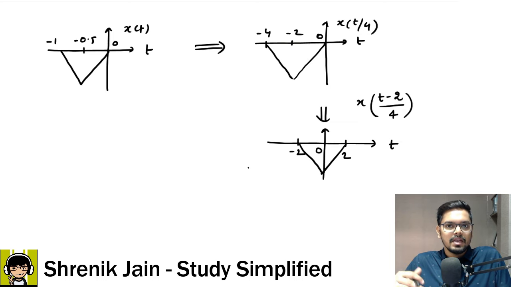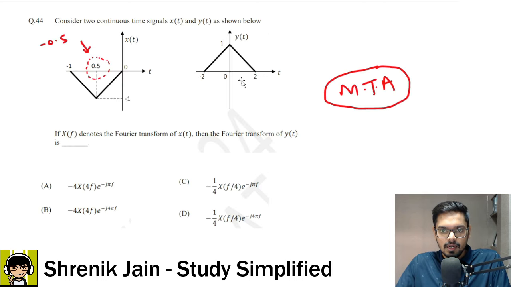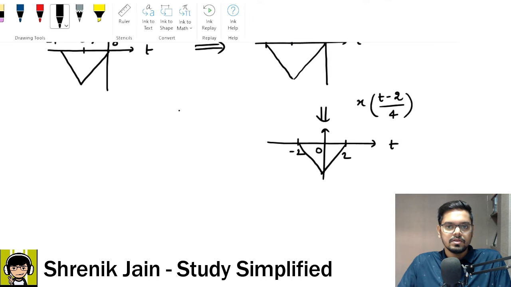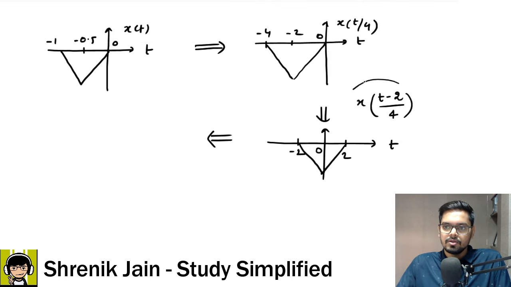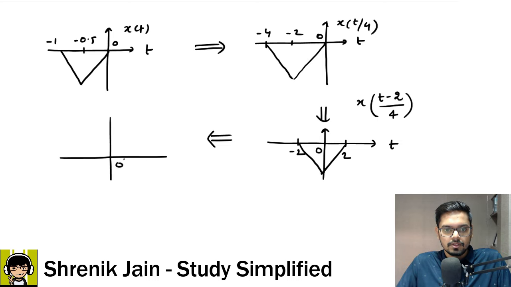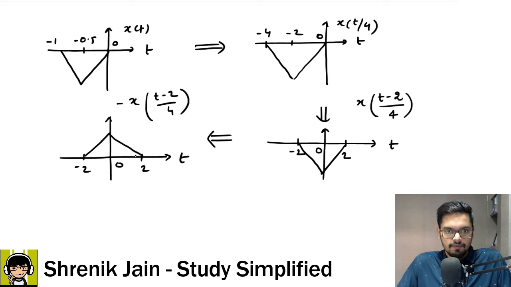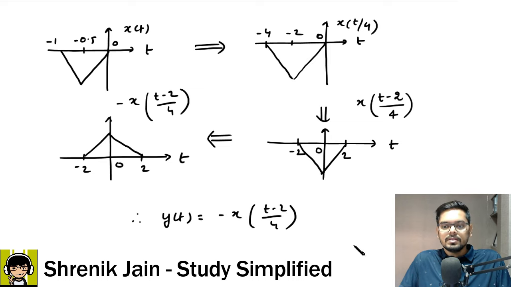And if I multiply with minus 1 now, it will convert to this graph. Check it out. If I multiply this function with minus 1, the function will become minus x of (t minus 2) by 4. This is 0, this is our t, this is 2, this is minus 2, and this is our graph, right? As you can see, this is our y of t as per the question. So the relation is y of t equals minus x of (t minus 2) by 4. Using this, now you can get the answer.